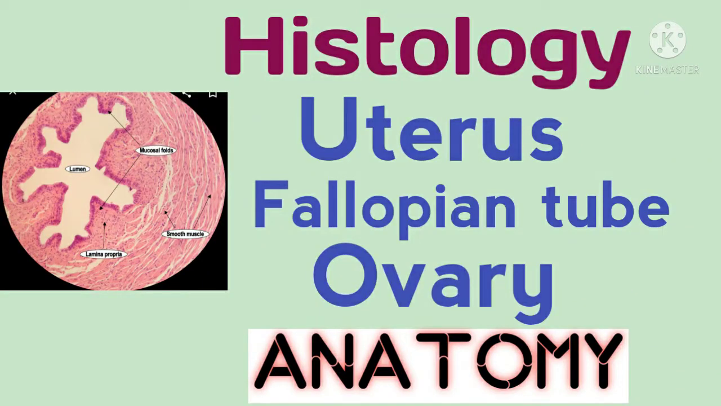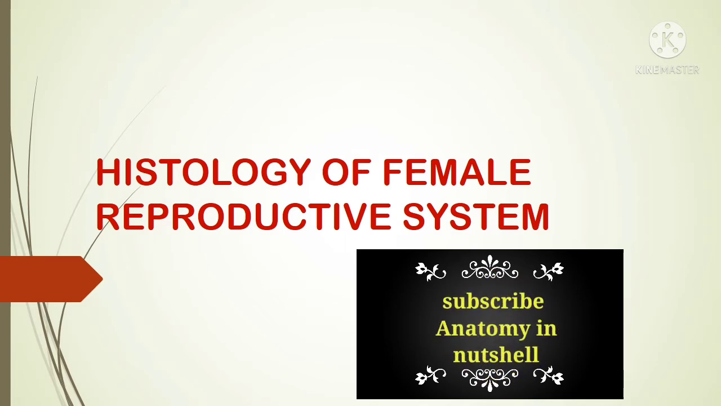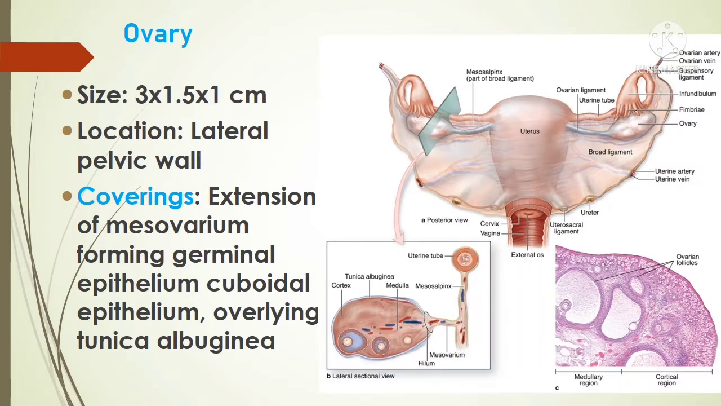In this video we are going to see the histology of the female reproductive system, that is the ovary, fallopian tube and the uterus. First we are going to see the histology of the ovary. The size is about 3 x 1.5 x 1 cm, located in the lateral pelvic wall.